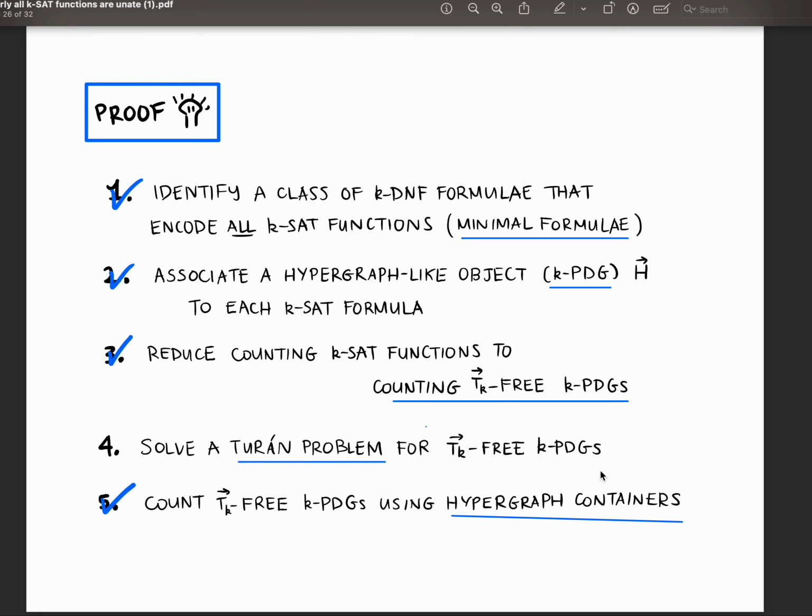So we can do this kind of container argument, and what it will tell us is that, okay, this is all very good. In fact, the number of TK-free KPDGs, or the number of KSAT functions, is at most some function like the exponential of whatever this auxiliary extremal question is, which is the answer to some question of how big can a TK-free KPDG be. And so this is the last step. And in fact, this is the main contribution of this paper at STOC.